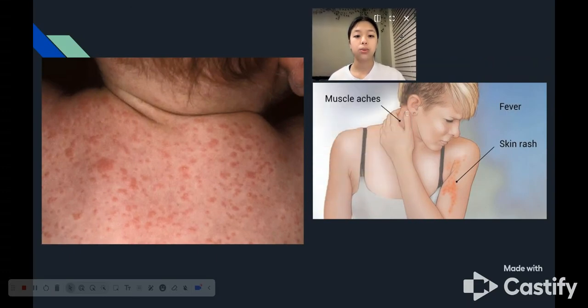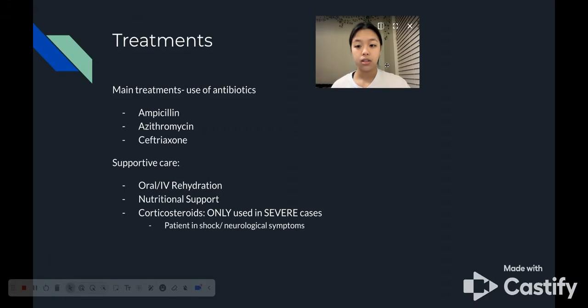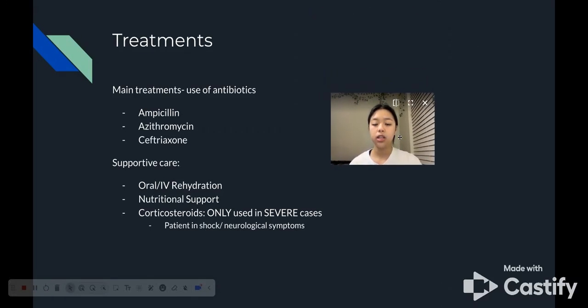So here are the rashes. It looks painful. So now we have some treatments. We're mainly going to be using antibiotics. So what we're using is ampicillin, which is going to be used whenever the strain is non-resistant, azithromycin is going to be used whenever it's non-resistant, and ceftriaxone is going to be used in urgent matters, like first line in the hospital.